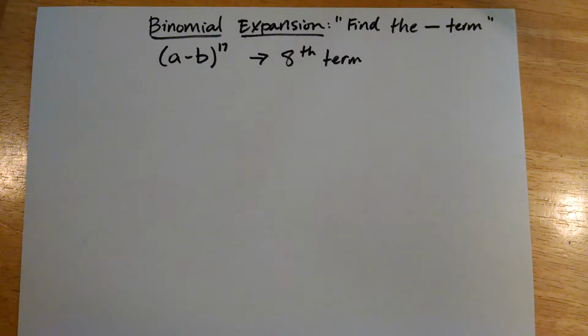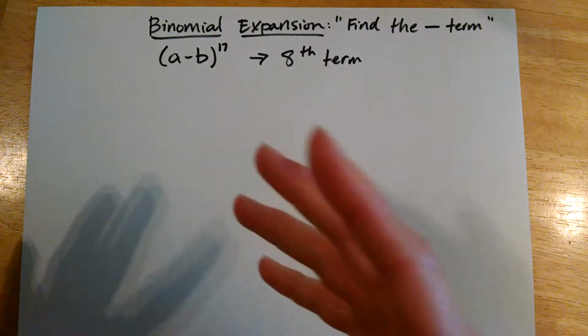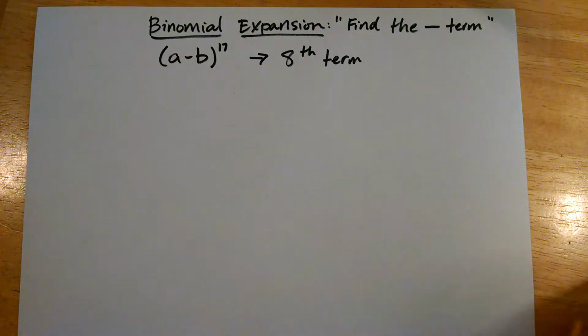Today we're talking about binomial expansions and finding the blank term. So we're looking for the whatever term in this expanded binomial without actually expanding it out. Okay, so in this example we have a minus b all raised to the 17th power. We're looking for the 8th term. Now we can use our calculator to help us out, but we have to understand how we get there.